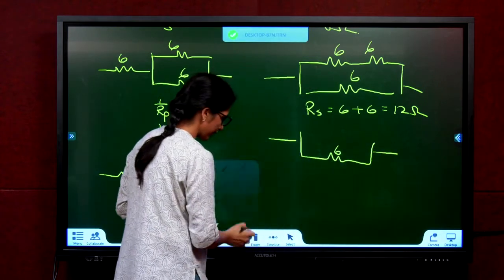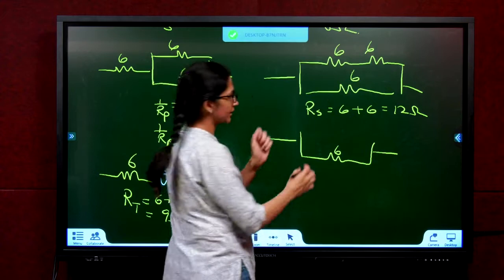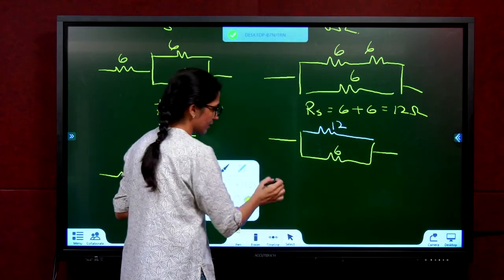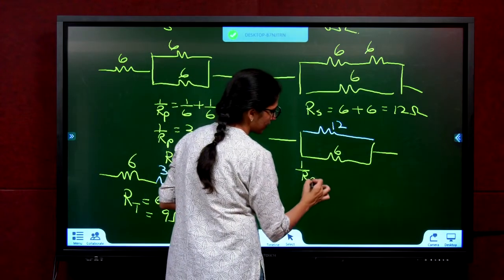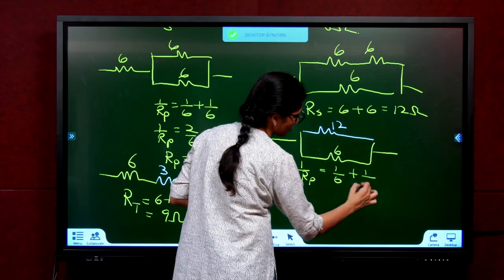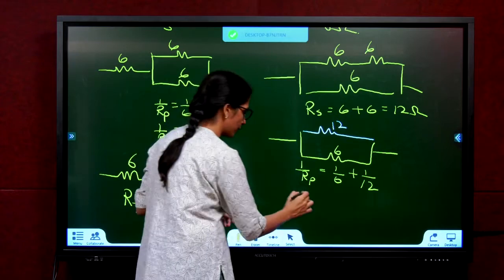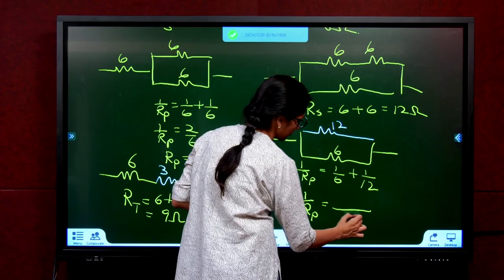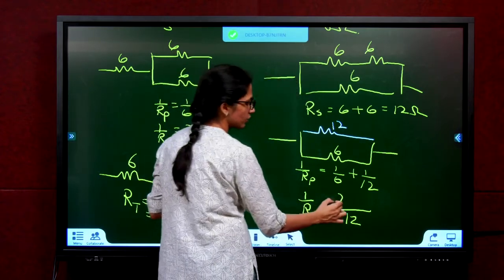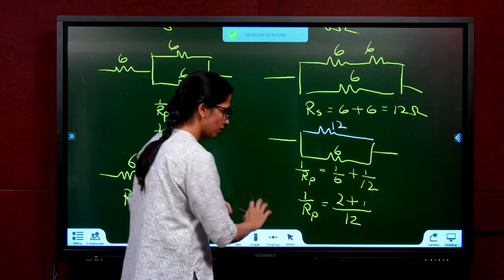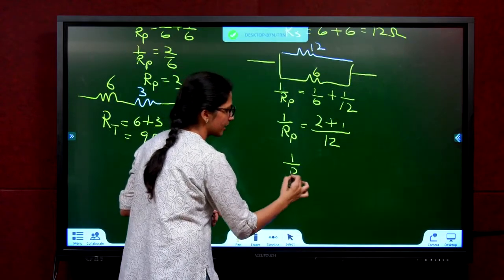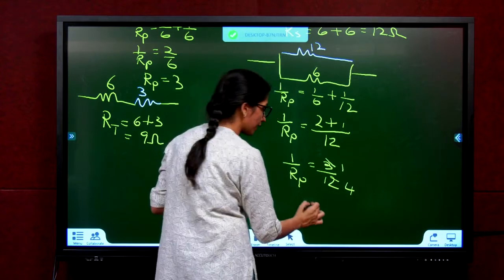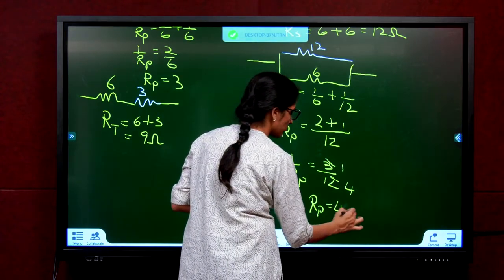The 6 is there only. I replace those 6 and 6 together and I put a single 12 ohm. So now what happens? 1 by Rp is 1 by 6 plus 1 by 12. LCM is 12. 1 by Rp is 12, 6 2s are 12, plus 1. So what happens? 1 by Rp is 3 by 12, which is 1 by 4. Rp is 4 ohms.